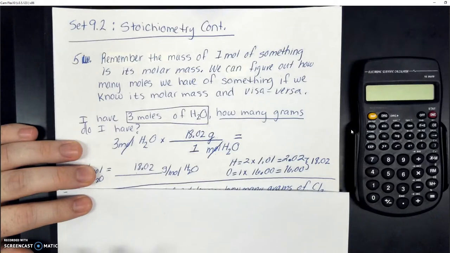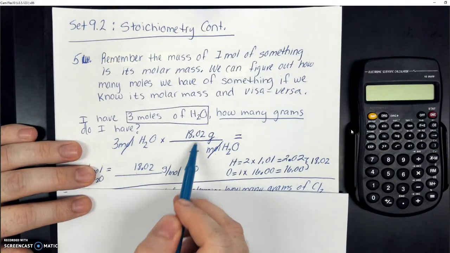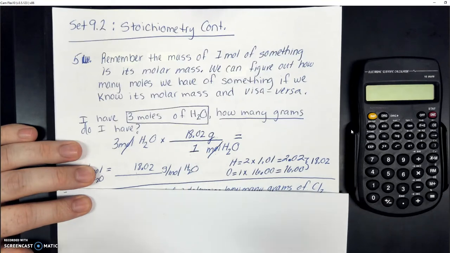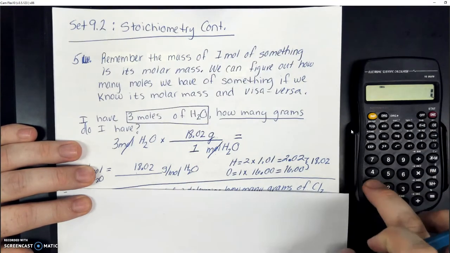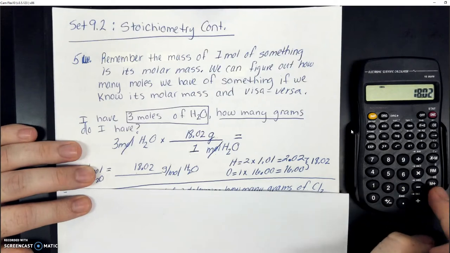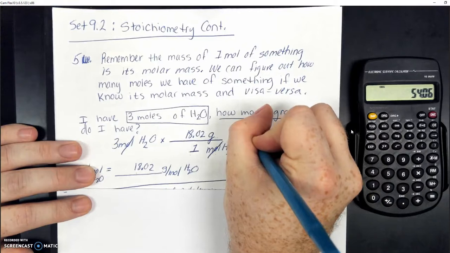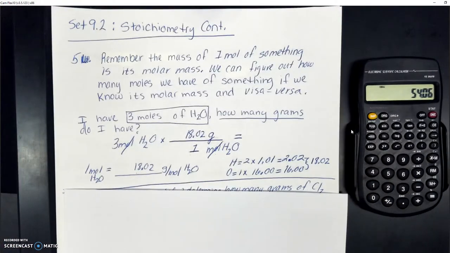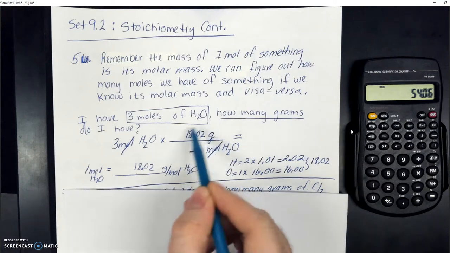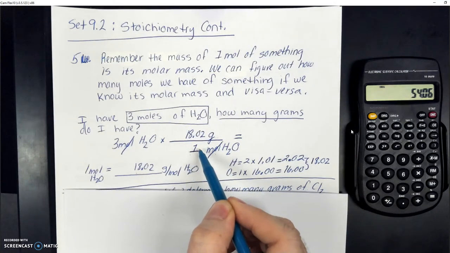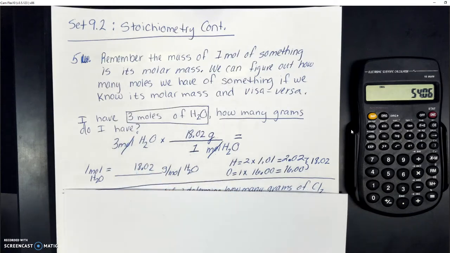Now we're ready to go ahead and plug into our calculator. We multiply across, then divide by the bottom, but you really don't need to divide by 1. It'll just be the same answer. 3 times 18.02 is equal to 54.06. But, ladies and gents, significant figures. This is a definition right here. How many significant figures do I have in this number right here? I have 1. So therefore my answer can only have one significant figure.